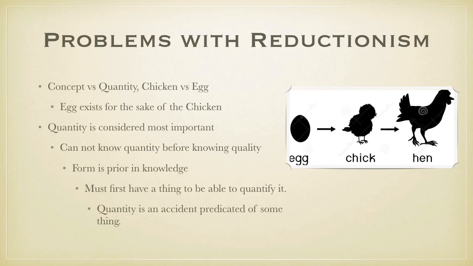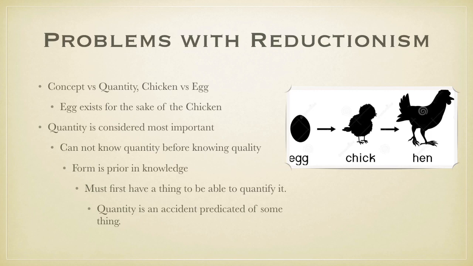However, the reductionist claims the egg is more important than the chicken. In the reductionist view, quantity is considered most important and reveals a true understanding of the external world, whereas quality is secondary and a figment of our imagination. However, there is a problem. We know quality before we know essence, and essence before we know quantity.